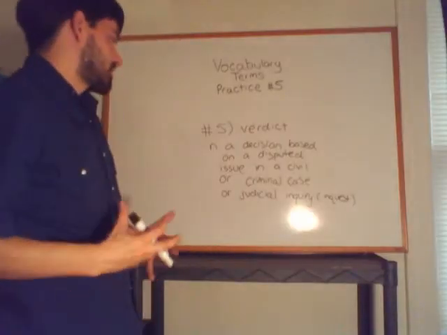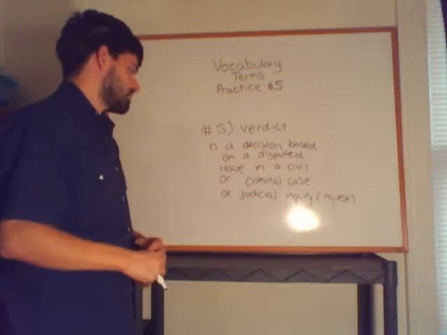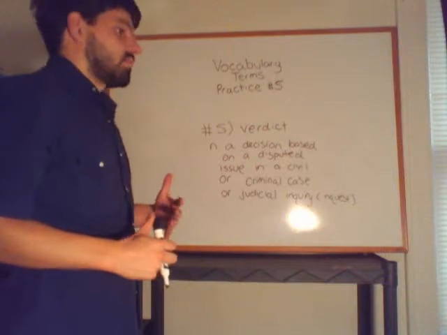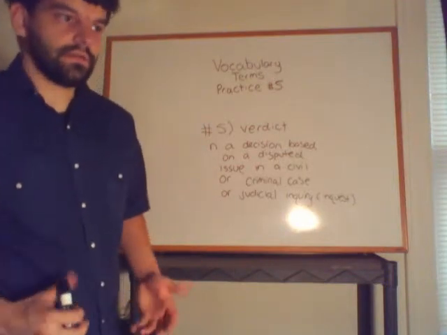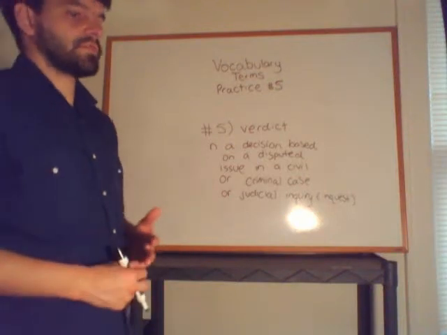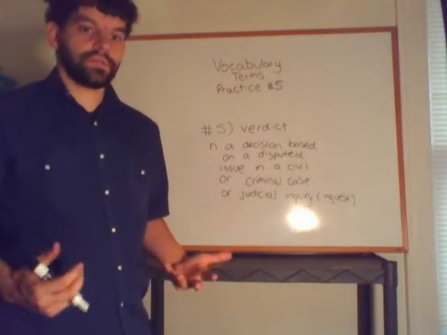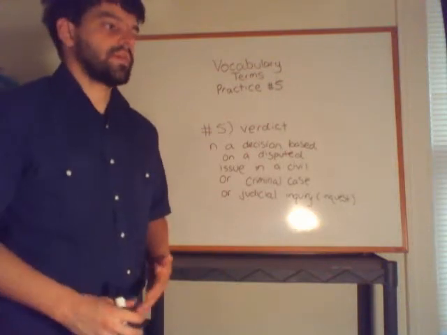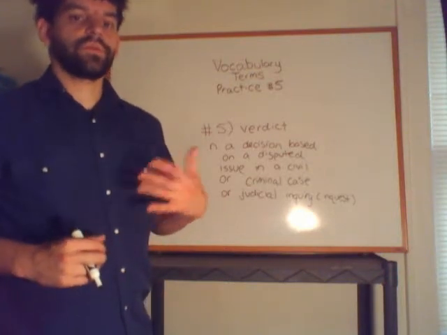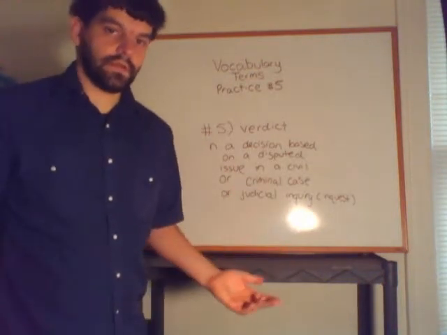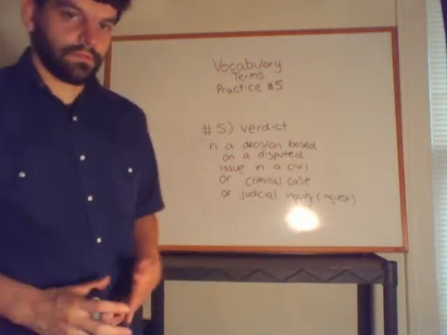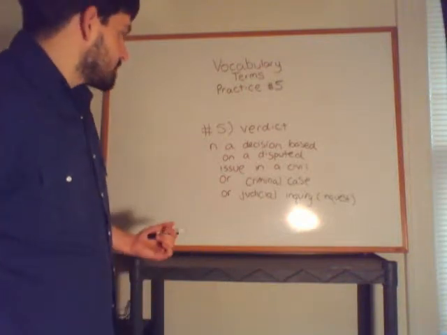Okay. So it's a decision based on a disputed issue in a civil or criminal case. An example sentence of this could be, in a criminal trial, after several hearings, the judge will ask one of the representatives of the jury, has the jury reached a verdict? And then they will stand and say, we have, Your Honor. And then they'll say if the person has been declared guilty or not guilty. So the verdict is the decision that the jury has come up with. Okay? Alright, so those are our 5 words.